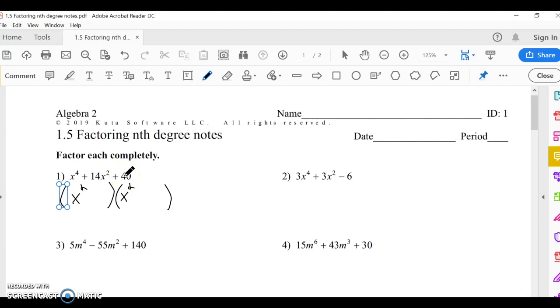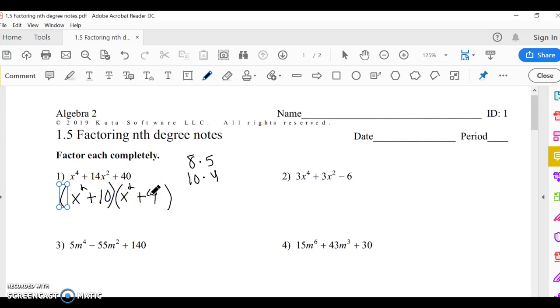And then because we have a positive 40 at the back end and we have a plus 14x squared in the middle, we know that all of our signs are positive for our binomials. And we think about the factors of 40 that would end up making 14. So there's a lot of options. 8 times 5 is an obvious choice to make 40, but 8 and 5 are not going to combine to make 14. Another obvious choice is 10 and 4. You think about 10 and 4, that would make 14. So we write down plus 10, plus 4.